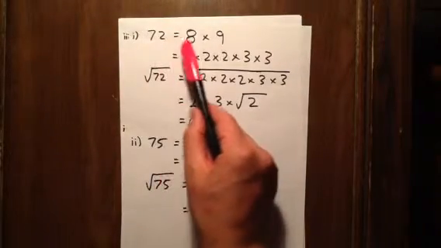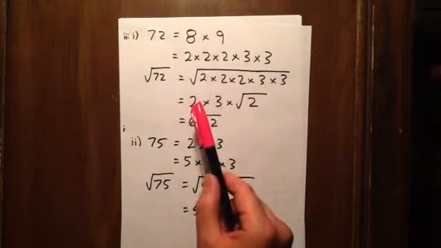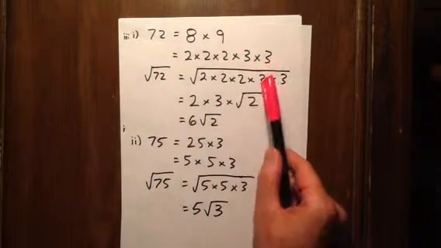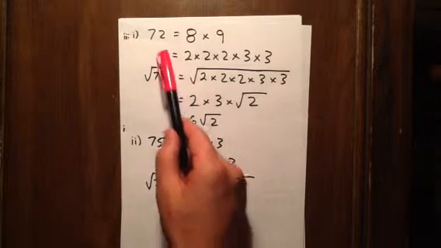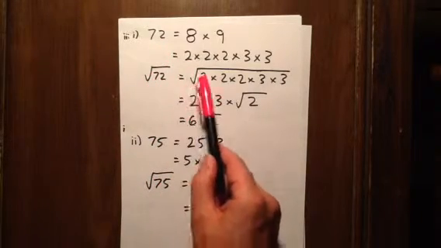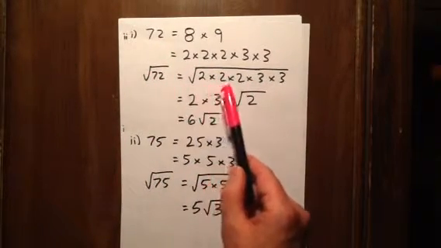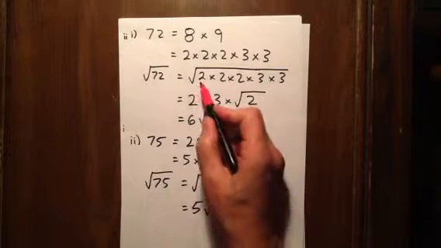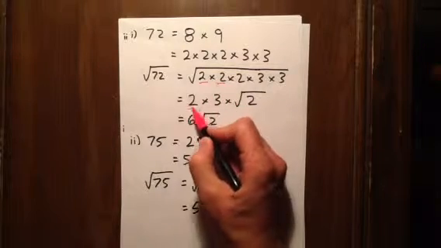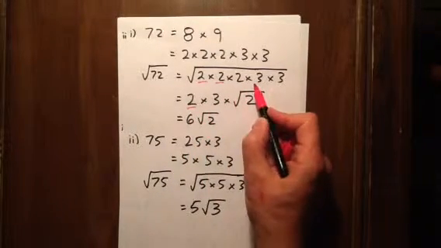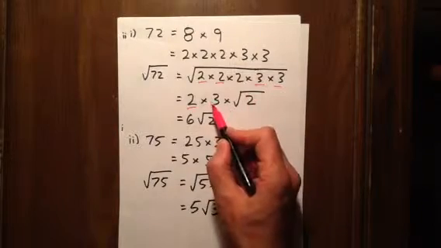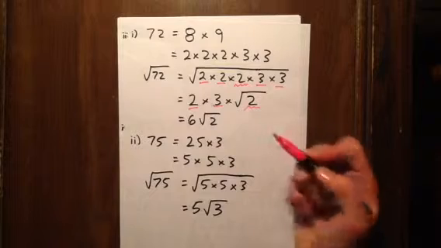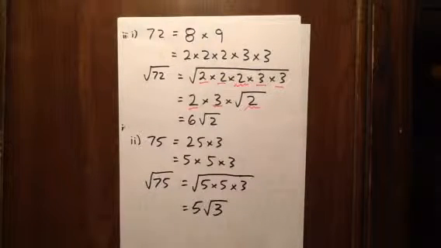We see that 72 is equal to 8 times 9. Well, 8 is 2 times 2 times 2, and 9 is 3 times 3. So we can say that the square root of 72 is really just the square root of 2 times 2 times 2 times 3 times 3. Well, we've got the 2 appearing twice, so we pull it outside. And we've got the 3 appearing twice, we pull it outside. And we're left with this 2 right here, which we can't pull outside because there's only one of them.